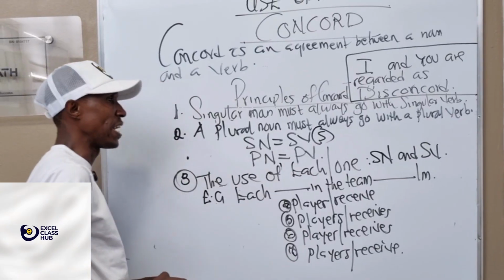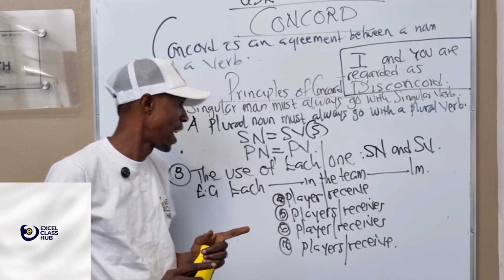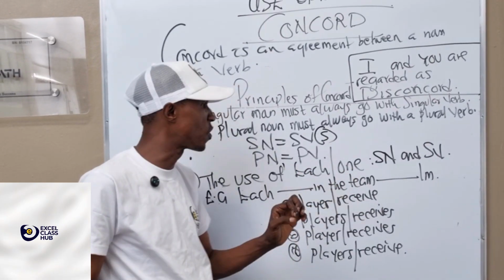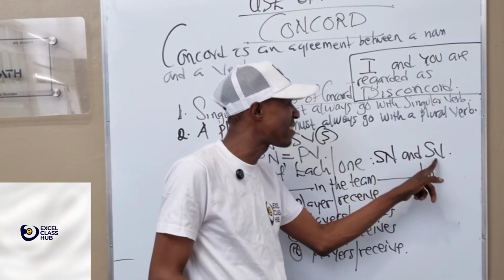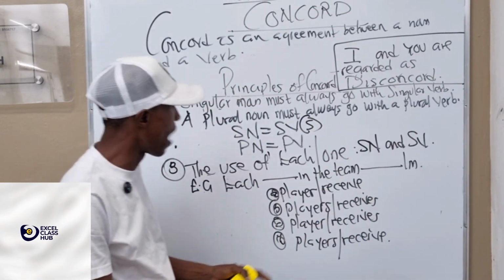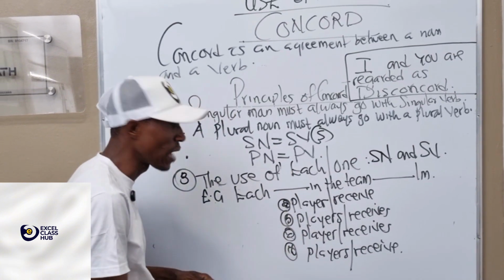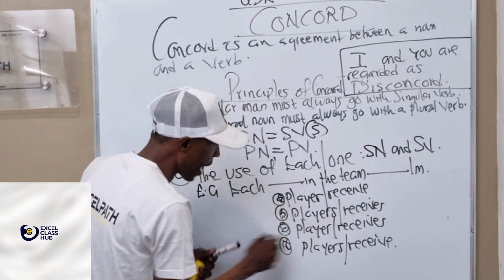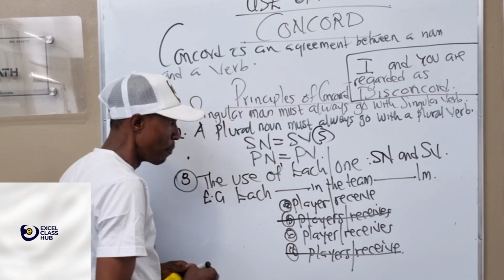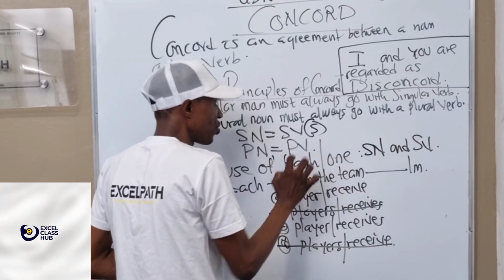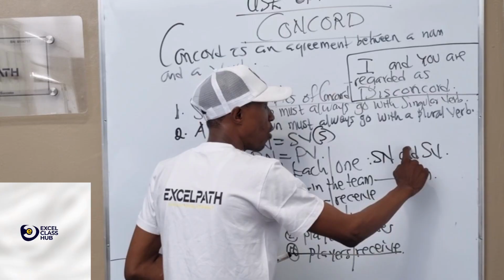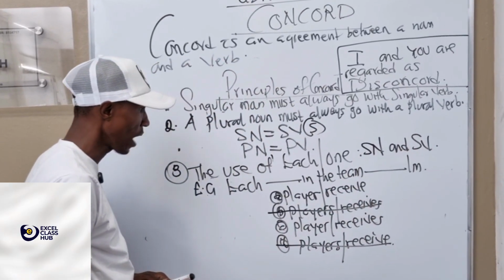Now, what are we saying here? Following the principle of concord, I said whenever you are asked each or one, it goes with what? Singular noun and singular verb. Now, in this question, what is our singular noun here? Our singular noun here is player. So option B is wrong. Option D is wrong, because we said anytime each or one is used, it goes with what? SN and what? SV. Are you with me?